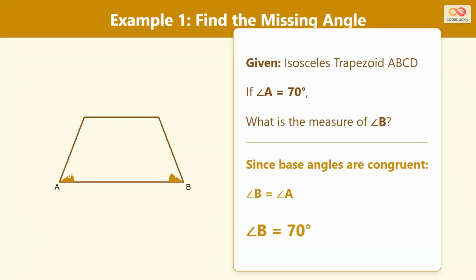Let us try a practice problem. Here we have an isosceles trapezoid where angle A measures 70 degrees. We need to find the measure of angle B. Applying our theorem, we know that the lower base angles are congruent. Therefore, angle B is also equal to 70 degrees.